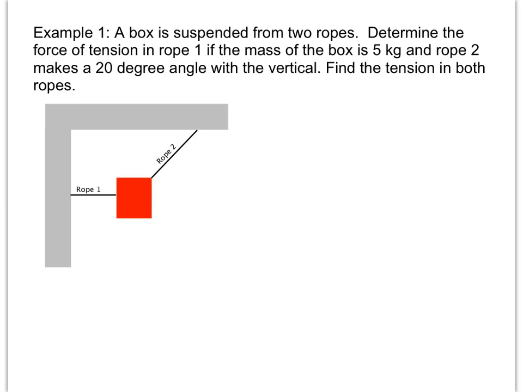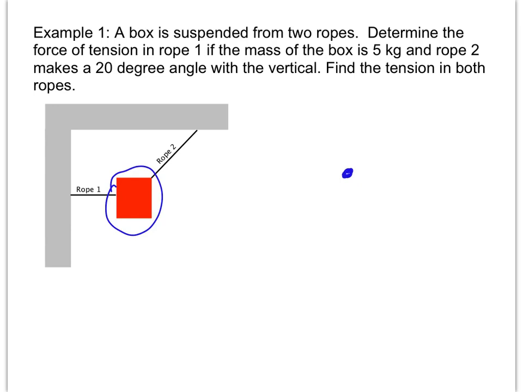Okay, so for our first example, we've got a box suspended from 2 ropes. Determine the force of tension in rope 1 if the mass of the box is 5 kilograms, and rope 2 makes a 20-degree angle with the vertical. Find the tension in both ropes. So first up, we're going to identify our system. In this case, it's the block that we're interested in. So let's draw a force diagram for it.